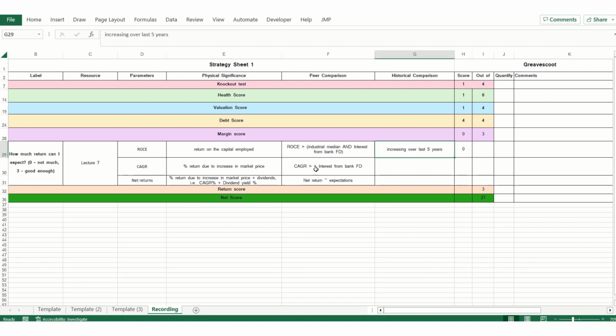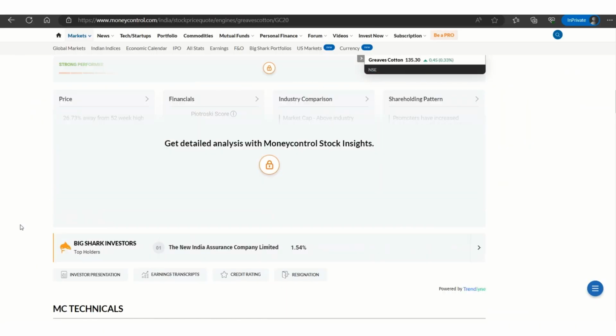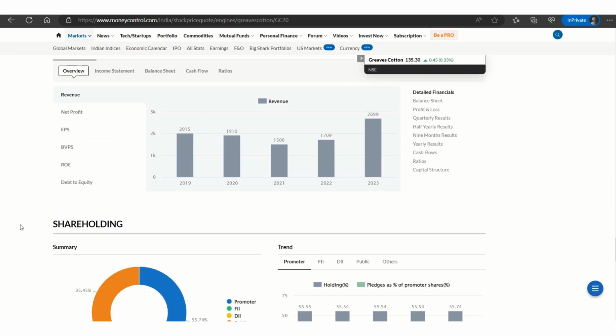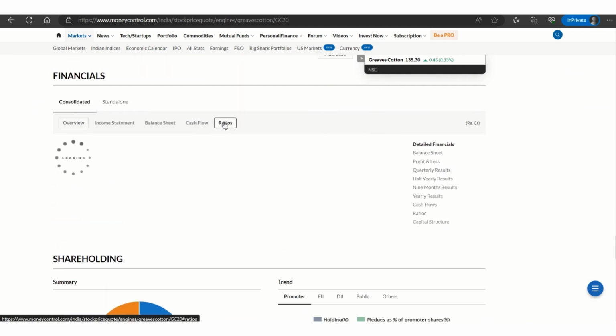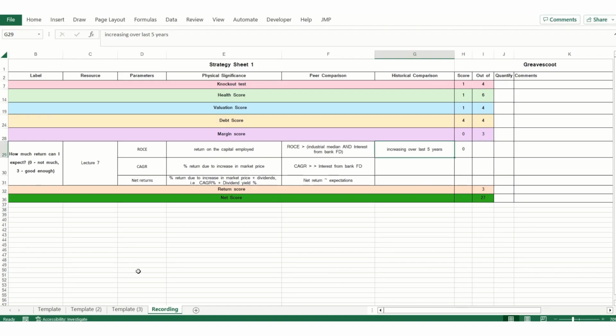You can also see for last 5 years. For that, you can go to moneycontrol.com and go to your financial ratios and here go to ratio. So you will find it here, ROCE. You can see the ROCE is dropping. I mean, it was 25% and it is dropping a lot. So this is a bad sign. So we are going to label this as 0.